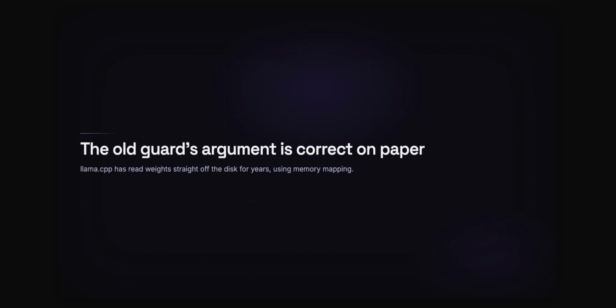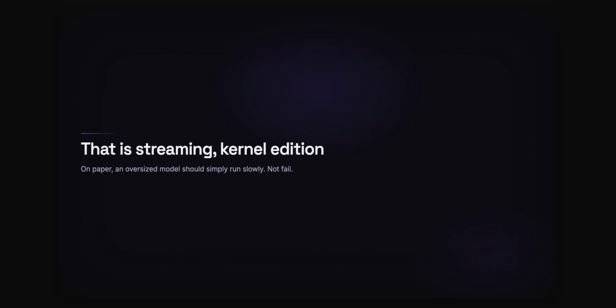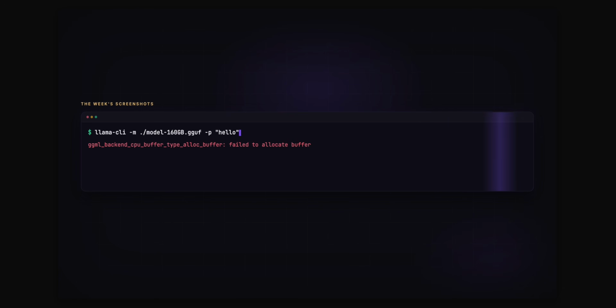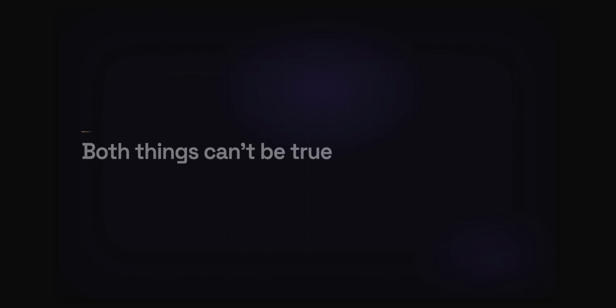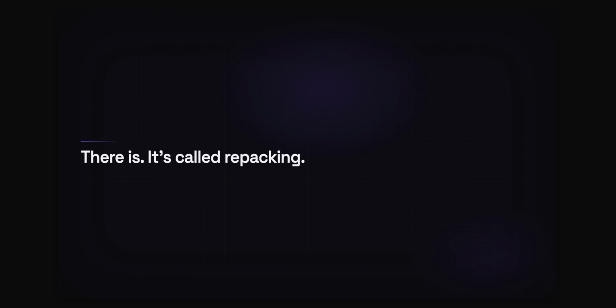Now the discovery, and I want to walk you to it the way I got there, because the path is the lesson. The old guard's argument is correct on paper. Llama.cpp has been able to read weights straight off the disk for years, using memory mapping, a mechanism the operating system has offered since before most of us were born. Map the file, and the system fetches pages on demand and quietly drops the ones you haven't touched. That is, streaming, kernel edition. On paper, an oversized model should simply run slowly, not fail. And yet the weak screenshots show it failing, refusing enormous models outright with an out-of-memory error before generating anything. Both things can't be true, unless something in between is turning the streaming design back into a load-everything design.